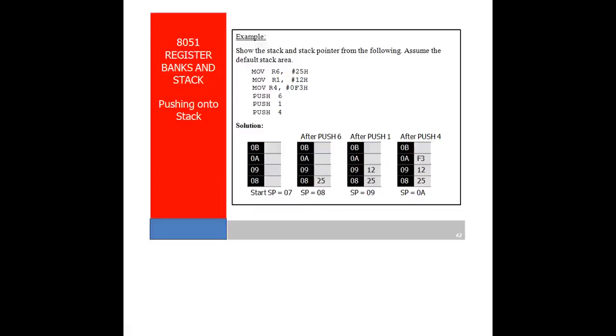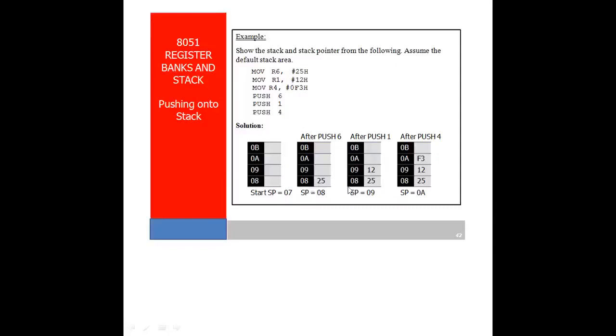So after the first instruction is executed, one by one, we come to the first push instruction, push 6. Therefore, the value stored in R6 will be loaded in the stack location 08, because the reset value of the stack pointer was 07. After the push instruction, it is incremented by 1. Now it is pointing to address 08, and 08 will be loaded with the value 25. Okay. Now the stack pointer value is 08.